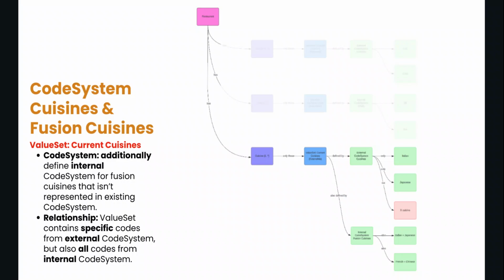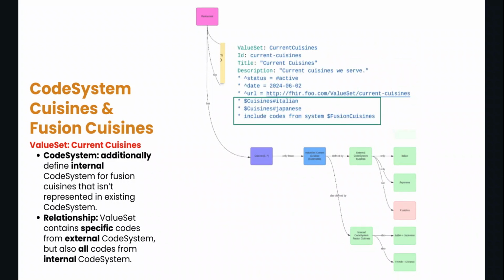I'll give you one more example here. Let's say one day you decide you want to be very innovative and you want to cook fusion cuisine, something that's super new and no one's ever done before. Well, in this case, you probably would define your own additional internal code system for fusion cuisines, because no one's ever created it before and you want to do it for the first time. So you would create a new internal code system that represents those cuisines you want to cook. In this case, maybe it's a fusion between Italian and Japanese or French and Chinese, something like that. And then the relationship in this case would be that the value set still contains the specific codes from cuisine, the Italian and Japanese, but then it will also include all codes from the system fusion cuisines, which is the new code system that you created.